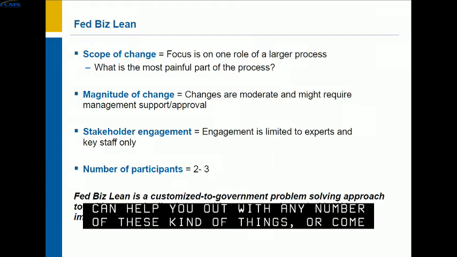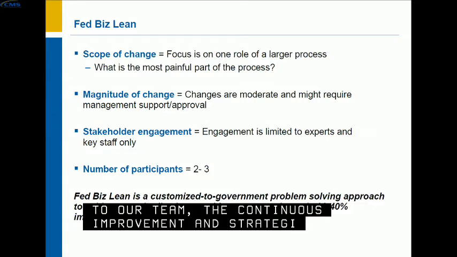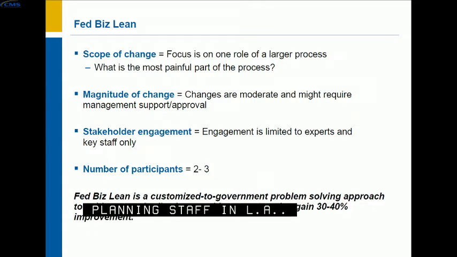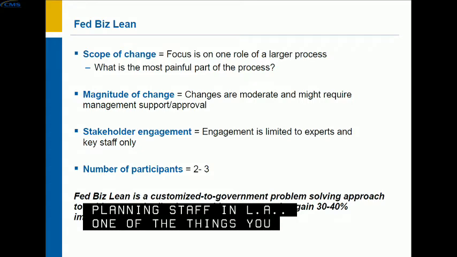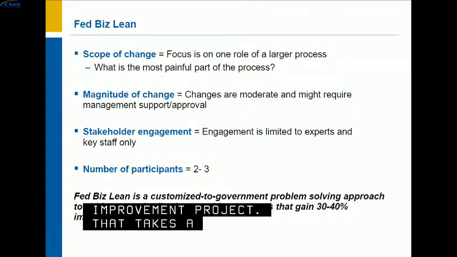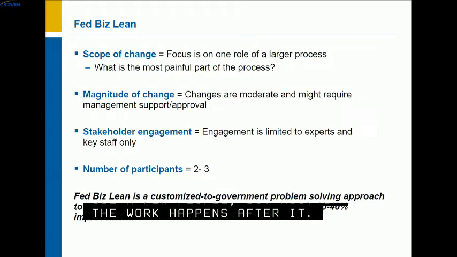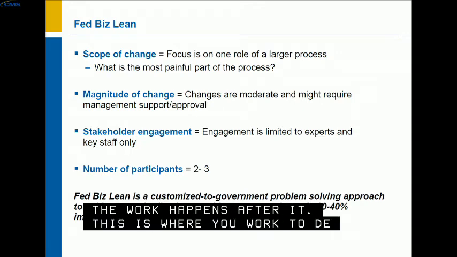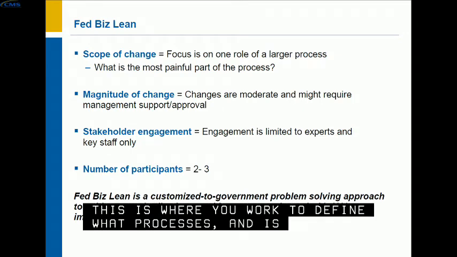So one of the things you could get help with is a small-scale improvement project, something we call a FedBiz Lean. It takes a couple of days. You use a few people, but most of the work happens after it. This is where you work to define what the process is, and then it's the rest of the work in doing the experiments to figure out, did those experiments actually change the process in the ways that you want to get a better outcome?